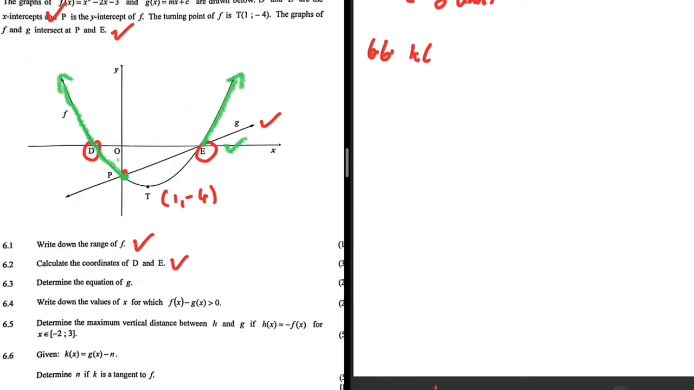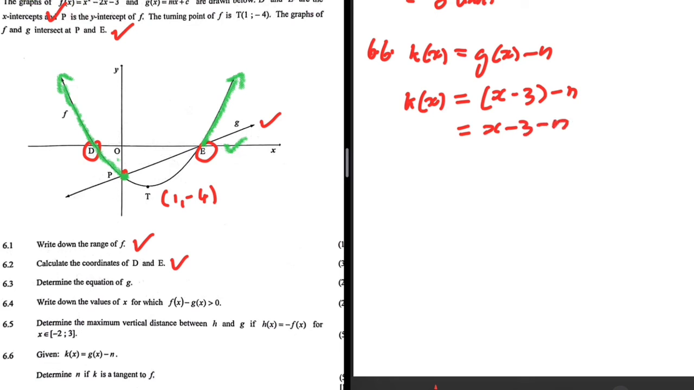Given that k of x is equal to g of x minus n, determine n if k is a tangent to f. Right, k of x is equal to g of x minus n. So let's substitute g of x first here and see what we have. G of x, we know that it is x minus 3. We calculated it before. Minus n. So k of x is x minus 3 minus n.